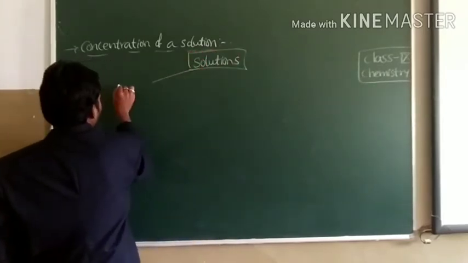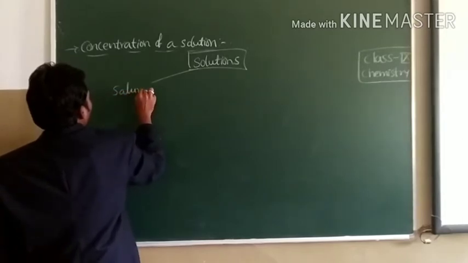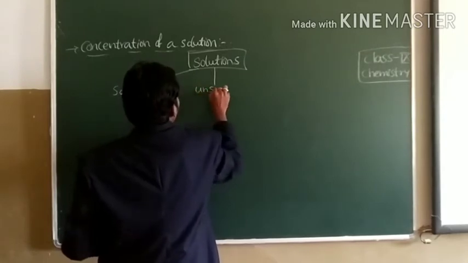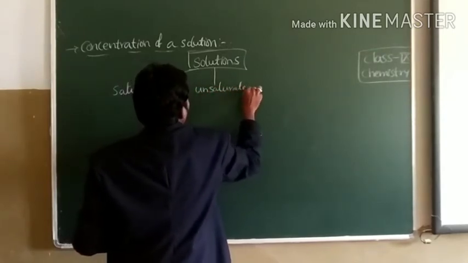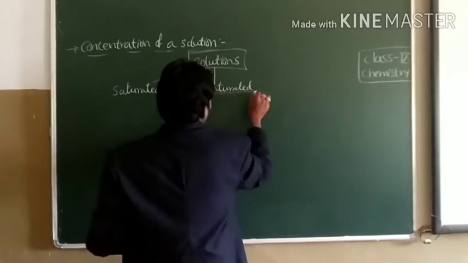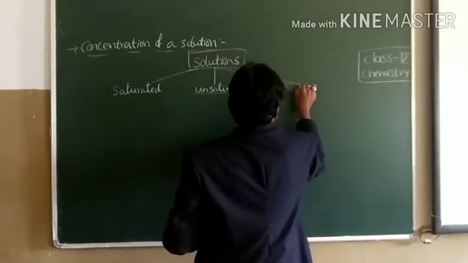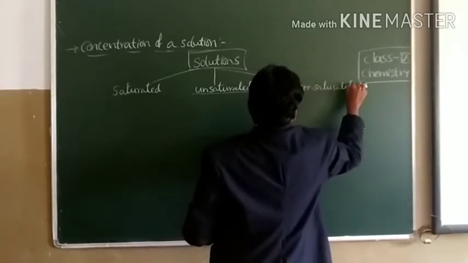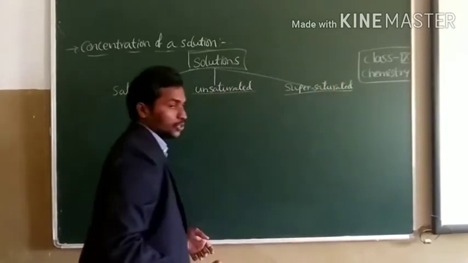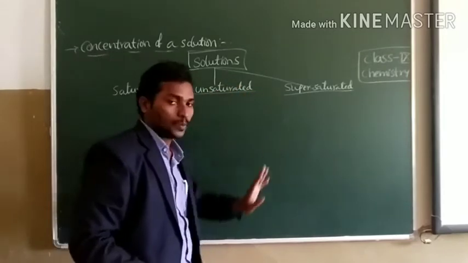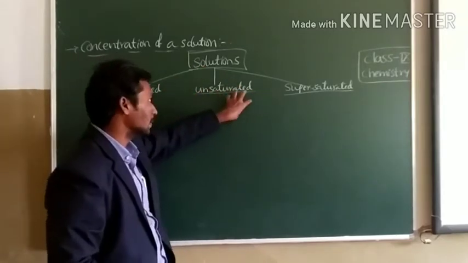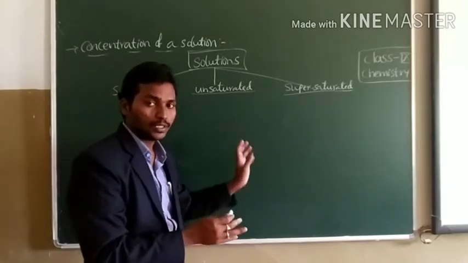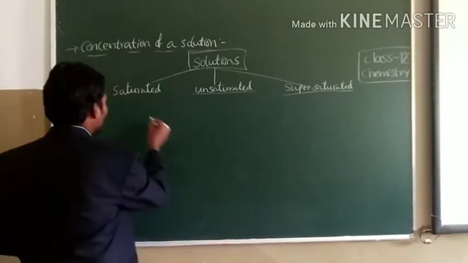They are saturated solution, unsaturated solution, and the third one, supersaturated solution. This classification is on the basis of the amount of solute or number of moles of solute present in the given volume of the solution. Let us talk about this.